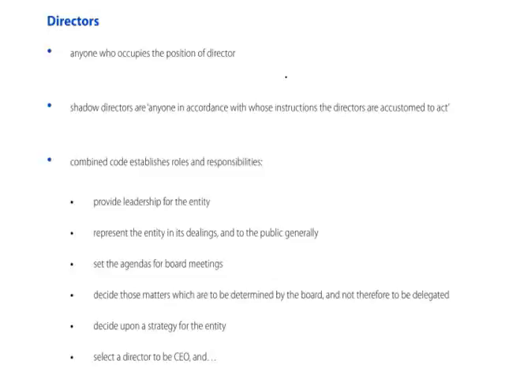The Combined Code establishes roles and responsibilities, provides leadership, and represents the entity in its dealings and to the public generally. Directors set the agenda for board meetings and decide matters which are to be determined by the board and therefore not capable of being delegated. They have to be determined by the board rather than by any delegated subcommittee. They decide on strategy, and it's the directors who select the chief executive.